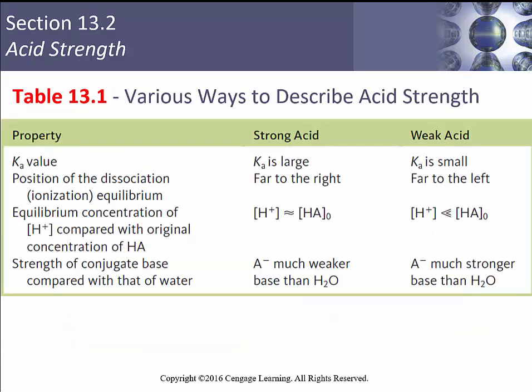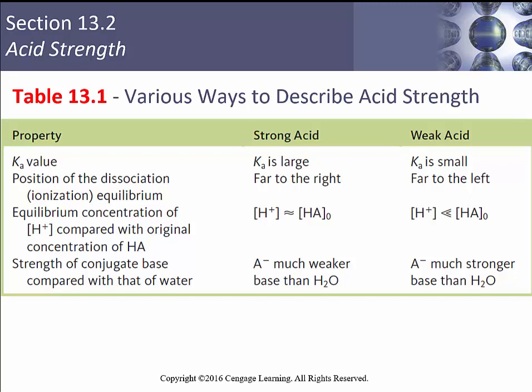So how do you describe acid strength? The easy way to do it is with your Ka value. For a strong acid, your Ka is effectively infinite. It's very, very, very large. For a weak acid, Ka is small. It's less than 1. So typical values are going to be like 1 times 10 to the minus 4. So very, very small values.